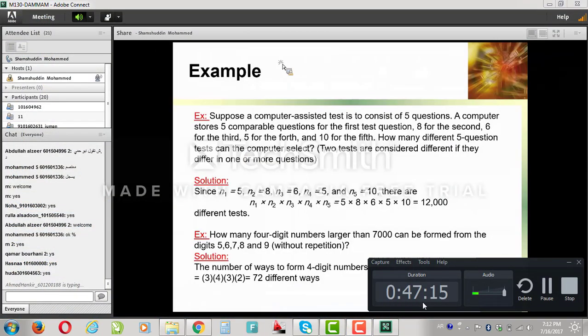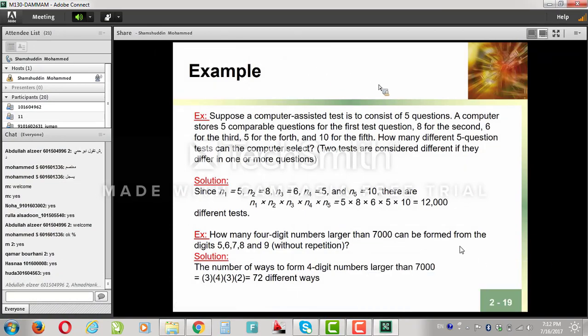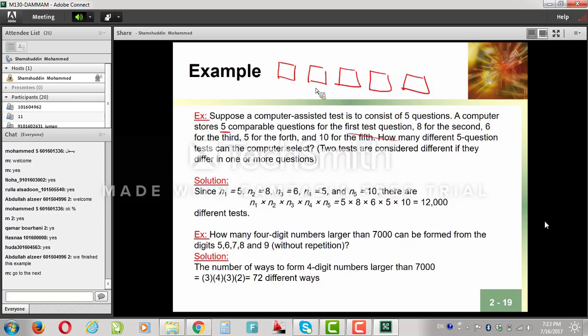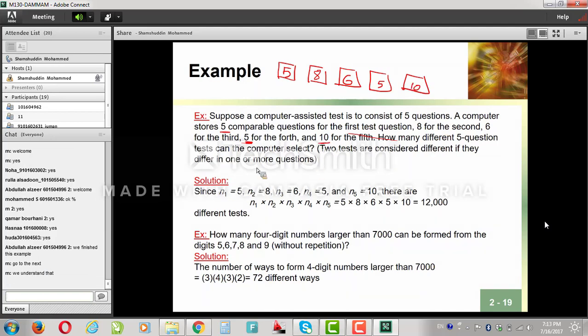I have a computer assisted test. In this test, I have 5 places to fill. The computer stores 5 questions in the first, comparable questions for the second, 6 for the third, 5 for the fourth, and 10 for the fifth. How many different 5 question tests can the computer make? راح نحلها بالpermutation.